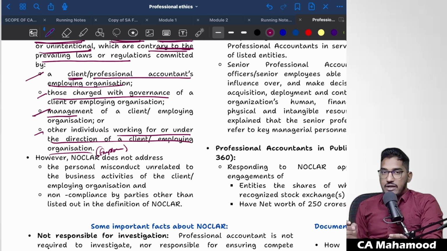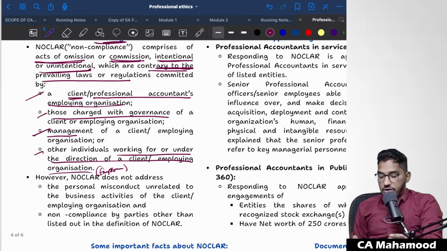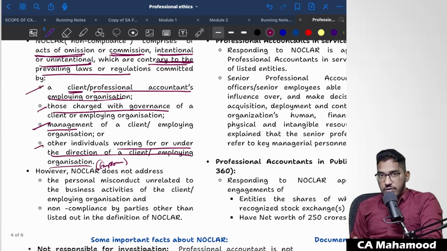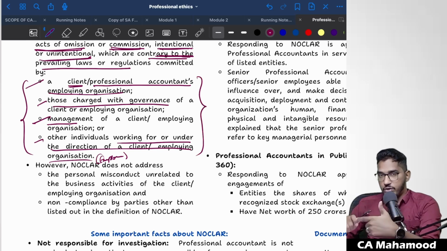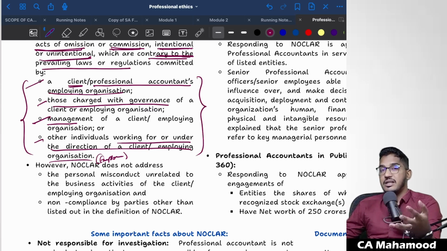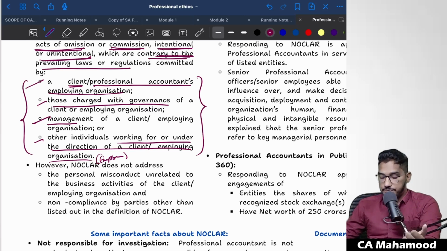So if any act of commission or omission, either intentional or unintentional, which is contrary to the prevailing laws and regulations, is committed by any of these persons, who could have committed it? Either the client or your employing organization, or those charged with governance, or management of your client or employing organization, or any other individuals who are working under the directions of your client or employing organization, nothing but the basic employees of the company also can commit these non-compliances.